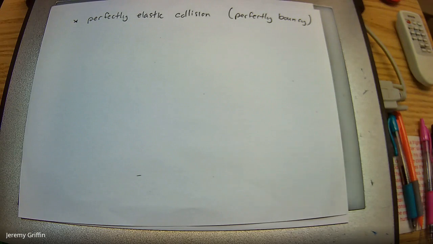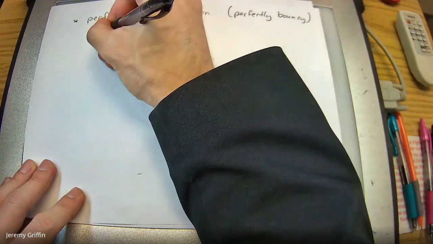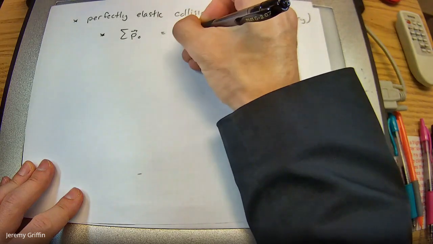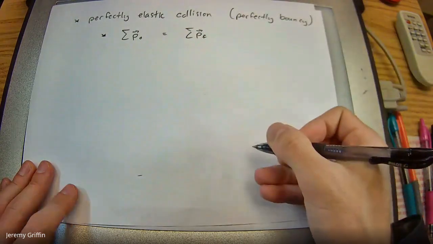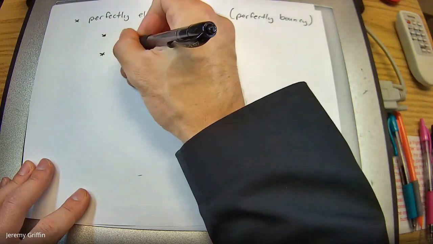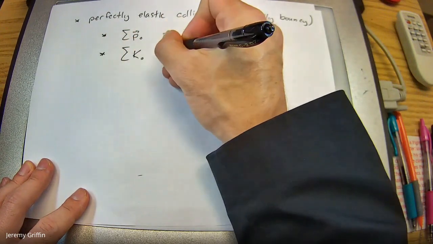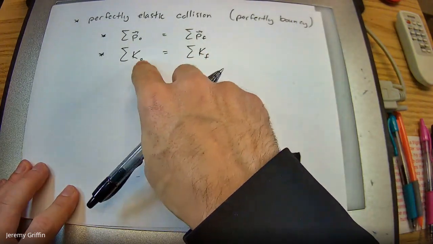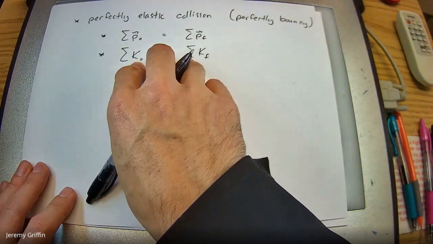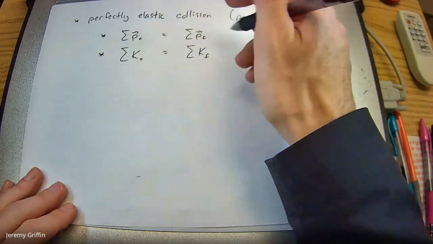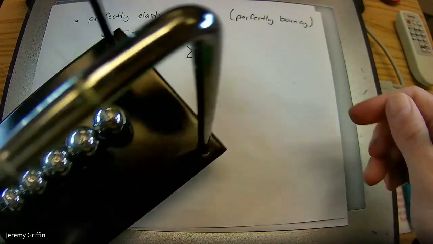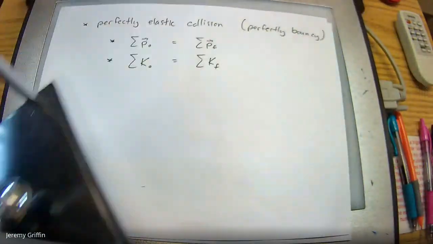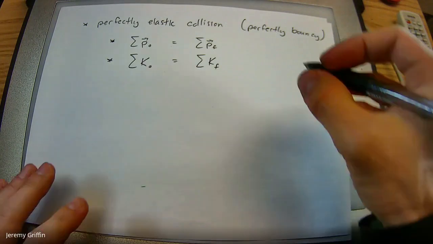So momentum is conserved. Obviously, that's got to be true. The sum of momentum before and after the collision. But also kinetic energy is conserved: kinetic energy before the collision equals kinetic energy after the collision. Now this is not necessarily true in general, but it is true if you have something that's perfectly bouncy, like this Newton's cradle, or something pretty close to that.